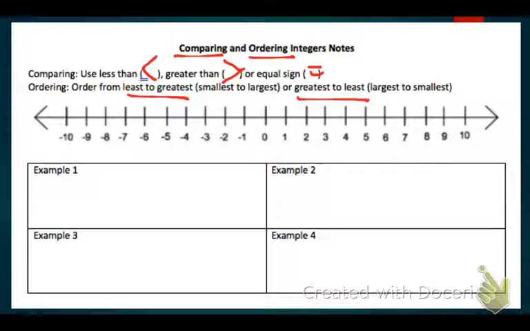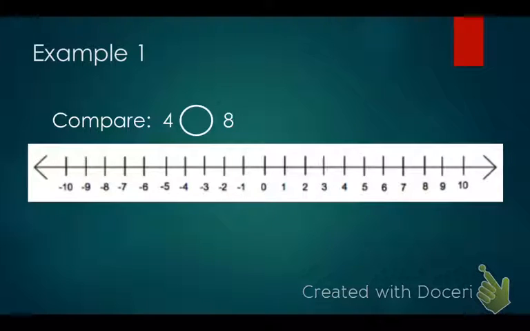I'm going to be using this number line a lot. I have an example of the number line and the problem in each of them. So your job is to at least write the problem down. Okay. So let's take a look at our first example. So you're going to write compare 4 and then make a big circle and 8.